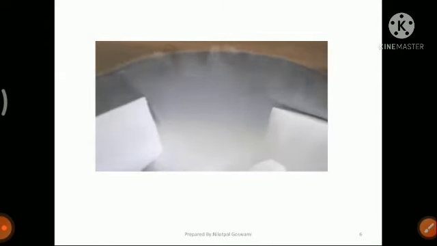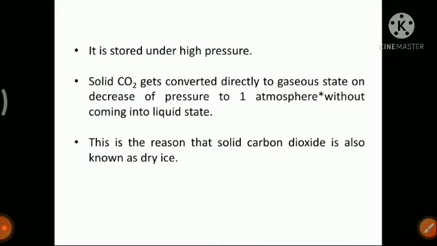So why is it so? This is because dry ice is generally stored at high pressure. We have already seen that by applying high pressure we can liquefy gas. Similarly, at very high pressure we can solidify carbon dioxide gas. If we apply very high pressure to carbon dioxide gas, it will turn to solid, and this solid form of carbon dioxide is called dry ice.